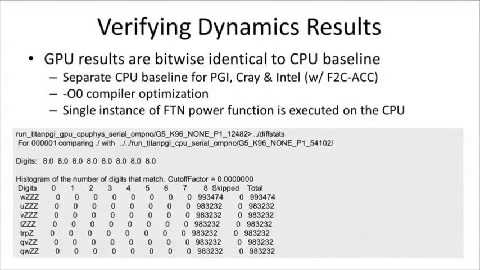Okay, so what you see here is a comparison between a CPU baseline run and a GPU run. And we do this for the PGI in this case, and it's showing that the number of digits of precision, 8, is exact. That's what we're looking for in every step of the way. So this helps us identify where there would be parallelization bugs or potentially other bugs where correctness is not demonstrated. We won't proceed until we're able to do that. Now, in the case of dynamics, we've got a single instance of the Fortran power function that we execute on the CPU in order to get this bitwise exact capability.